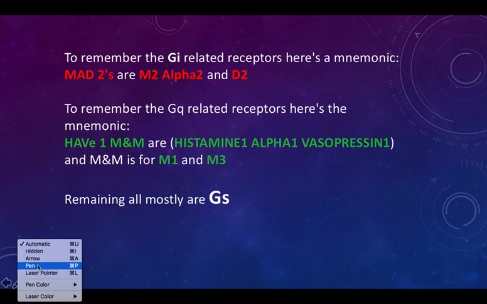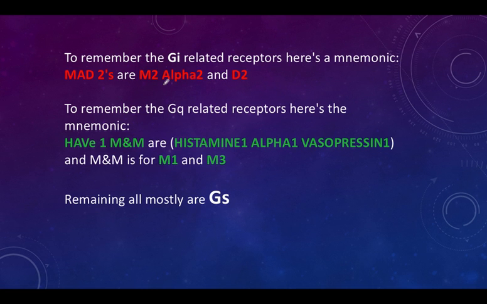This is the second mnemonic. The GI are the MAD2s, and I put it in red because it's inhibitory, and M2, alpha 2, and dopamine 2. Don't really have to know that for now, but it's useful for later. So muscarinic 2 and alpha 2. GI, inhibitory. GQ, have one M&M.